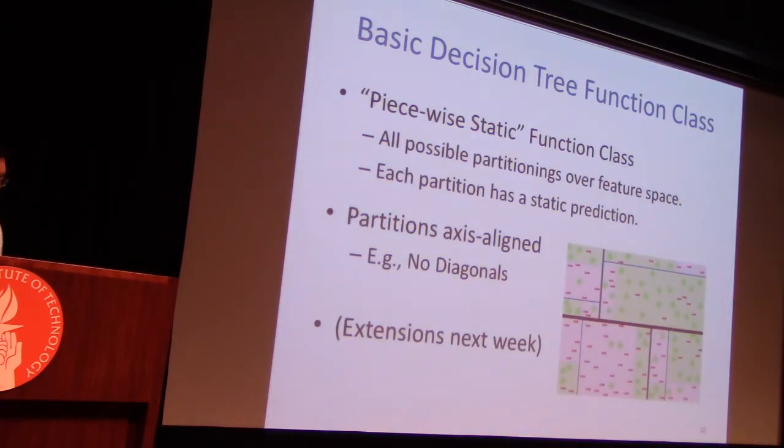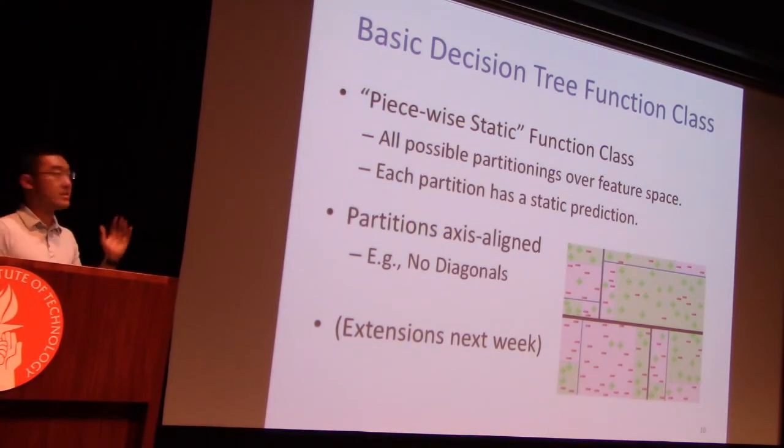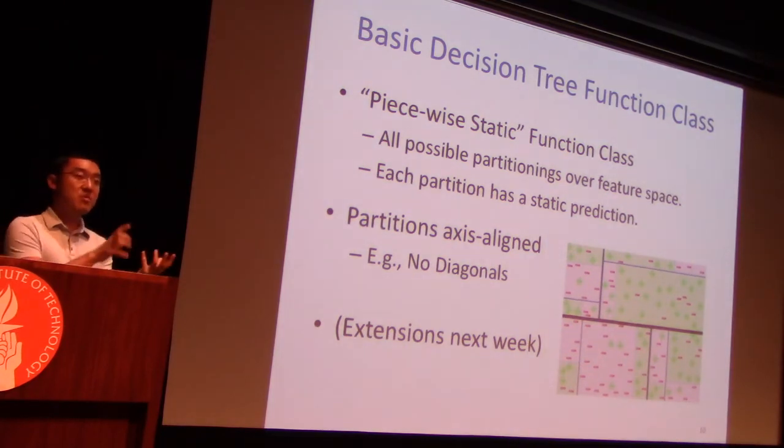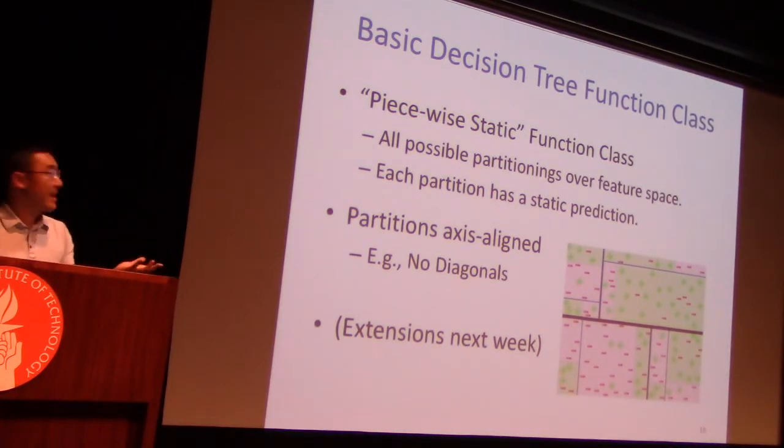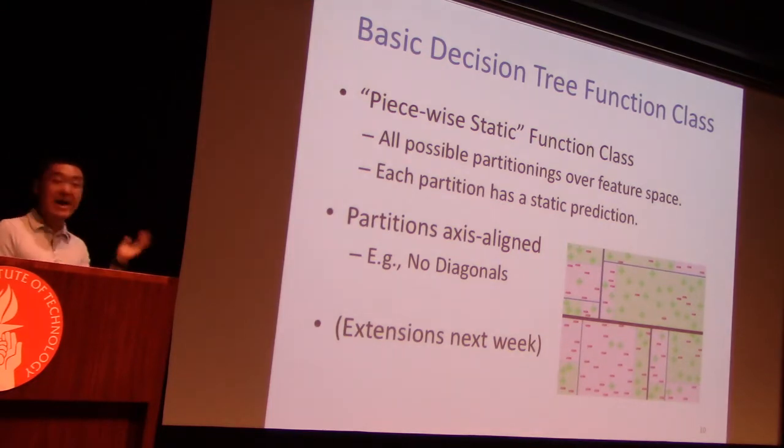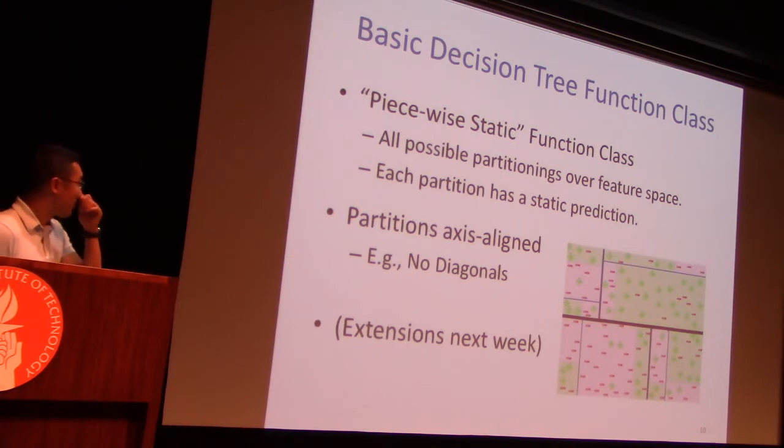Okay. So what I described to you is that the function class associated with these types of decision trees is a piecewise static function class. We get these partitions of the input feature space, and then within each partition we make a constant prediction. So it's a piecewise constant or piecewise static function class. All possible partitions over the feature space, and each partition has a static prediction. In this particular case, the partitions are axis aligned, so no diagonals. We're not conditioning on more than one feature at a time.